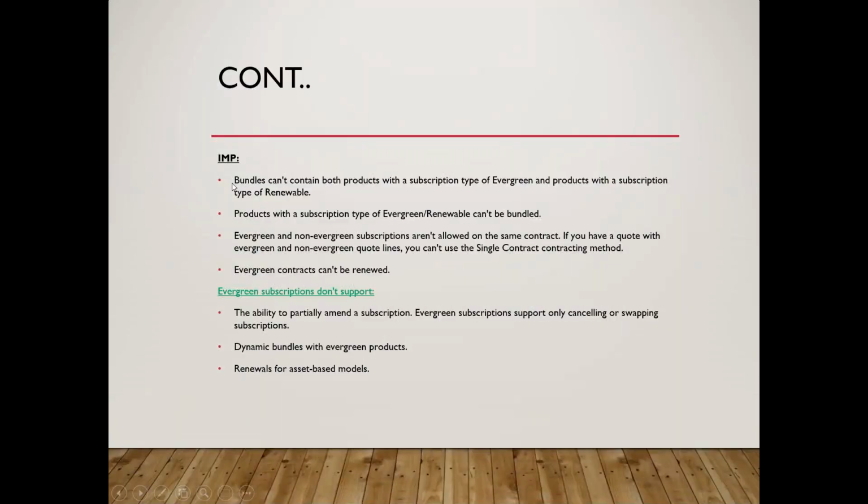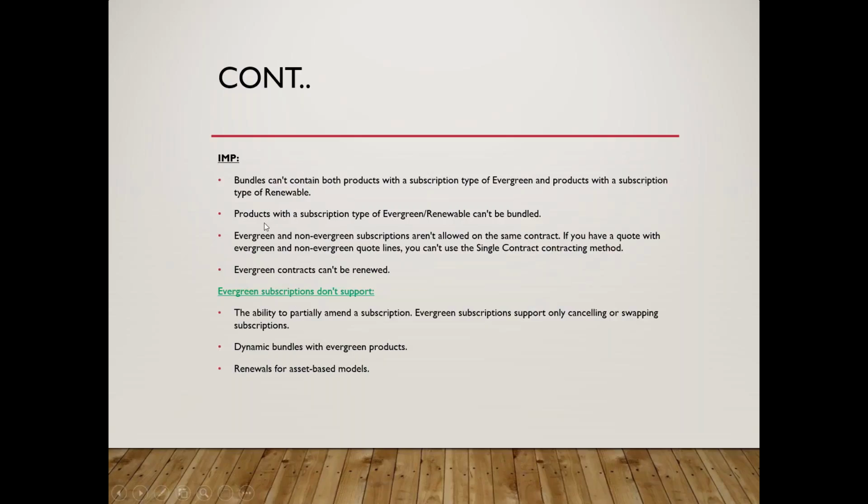So what are the limitations? Bundles can't contain both products with the subscription type of evergreen and products with the subscription type of renewable. So let's say you created one bundle. Inside that bundle, you can't add both renewable and evergreen products. You need to create a separate bundle for evergreen. You cannot mix evergreen products and renewable products inside a single bundle. These are very important points, and whatever I got from my learning, I added here.